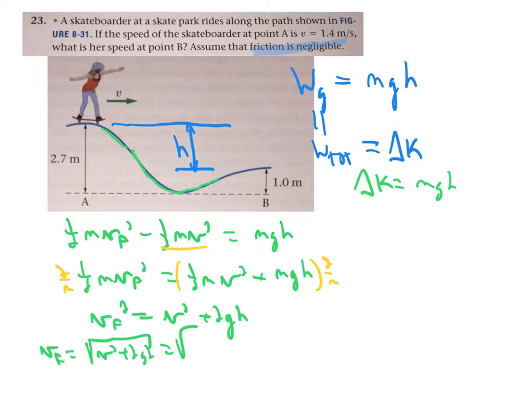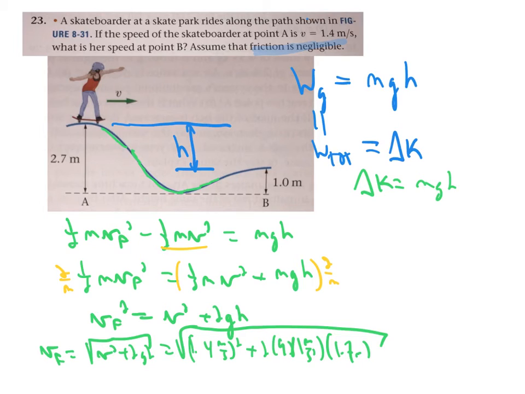1.4 meters per second quantity squared plus 2 times 9.81 meters per second squared times the height, which is 1.7 meters. And we throw that into a calculator. This equals 5.94 meters per second, but we only have 2 digits, so really it's 5.9 meters per second.